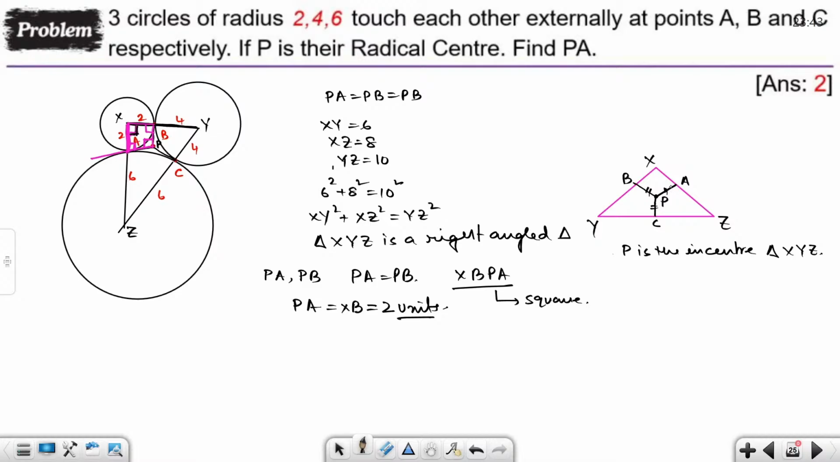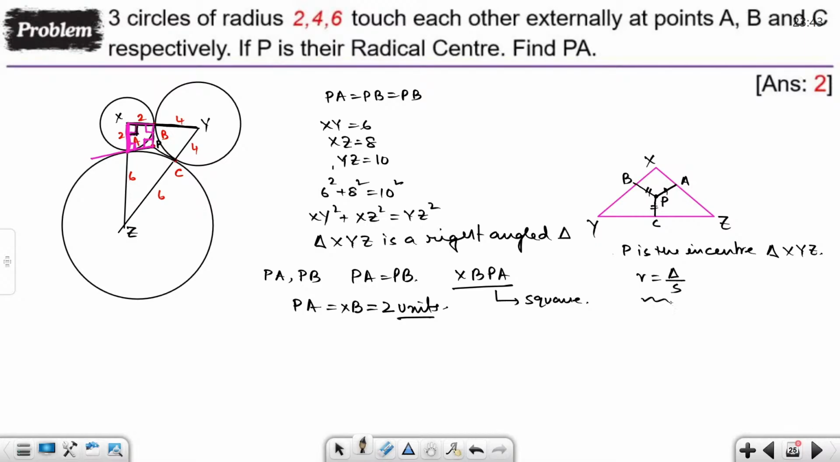If you know properties of triangle, it can be done in one line. We know our formula R equals del over S, where del is the area of the triangle XYZ and S is the semi-perimeter of this triangle. We all know the sides. We know what XY, YZ and ZX are. Therefore, it is easy to find its area. It's easy to find its semi-perimeter. So directly we can get this.